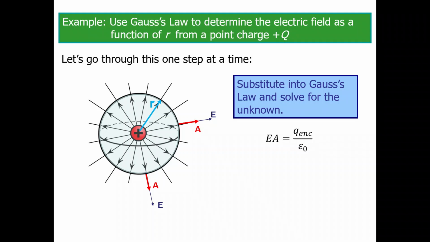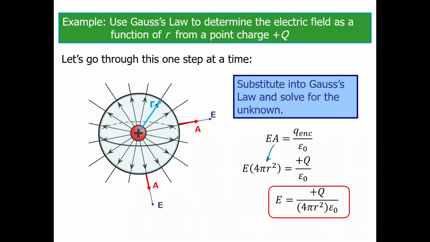So then we substitute these into Gauss's law. So we're substituting in for A and Q enclosed. So our A was 4 pi r squared. I make sure to use the parentheses to show that I'm doing a direct substitution. And then I'm substituting in a positive Q for Q enclosed. And we want to solve for the unknown. We're looking for E, so we need to get E by itself. So we divide the 4 pi r squared to the other side. So we get E is positive Q over 4 pi r squared times epsilon naught.